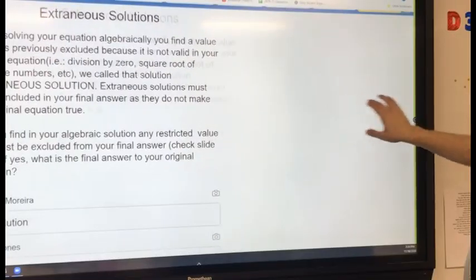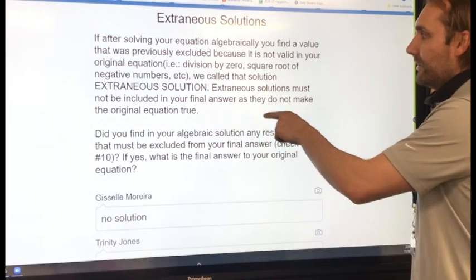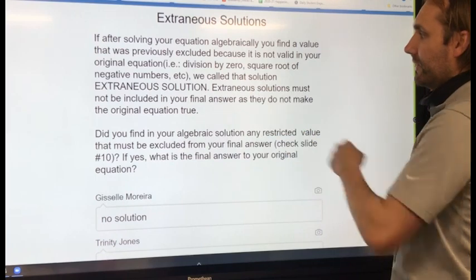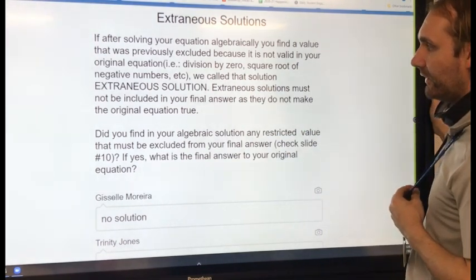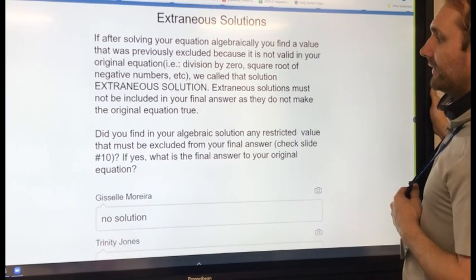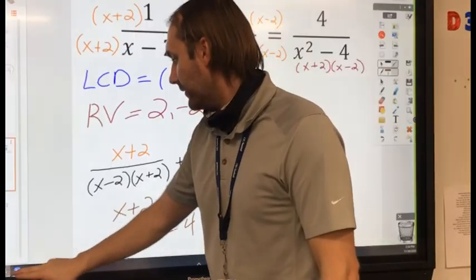Now take note of extraneous solutions. If after you solve your equation algebraically, you find the value that was previously excluded, so your restricted values, is not valid in your original equation, we call those solutions extraneous solutions. Extraneous solutions must not be included in your final answer as they did not make the original equation true. Did you find in your algebraic solution any restricted values that must be excluded?